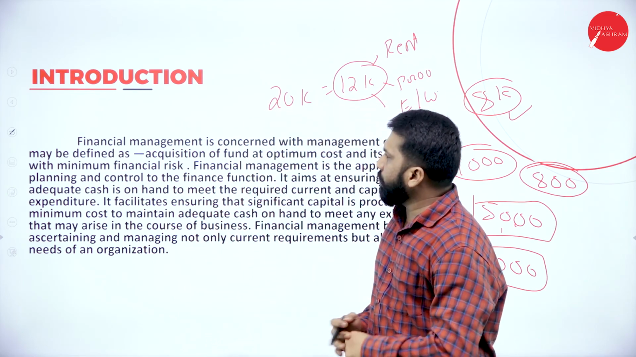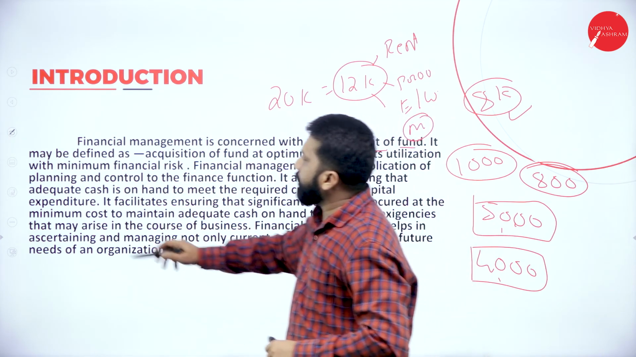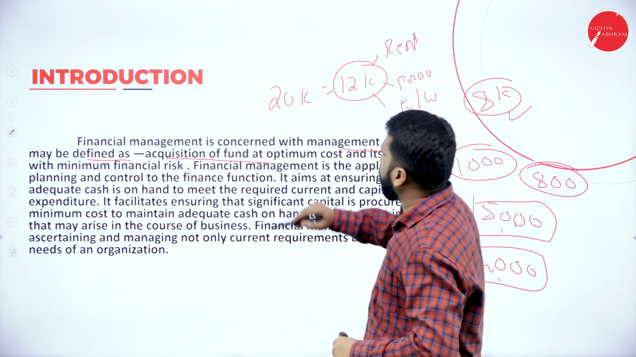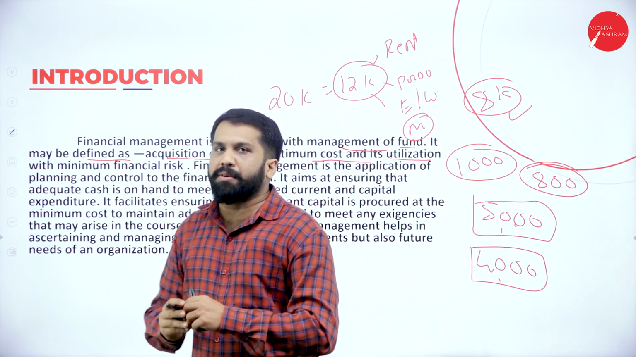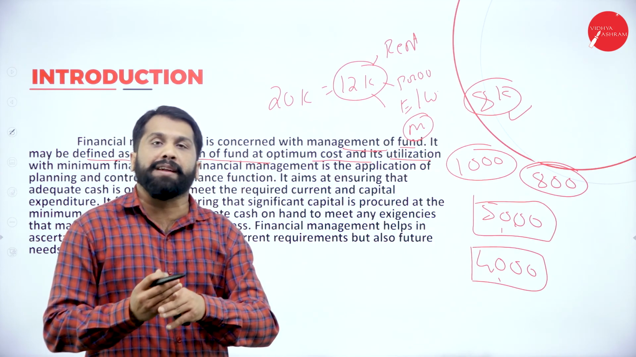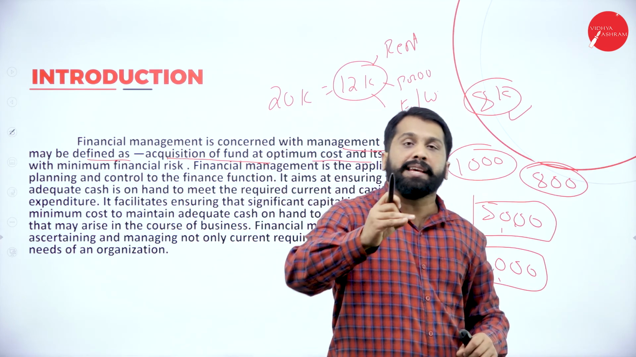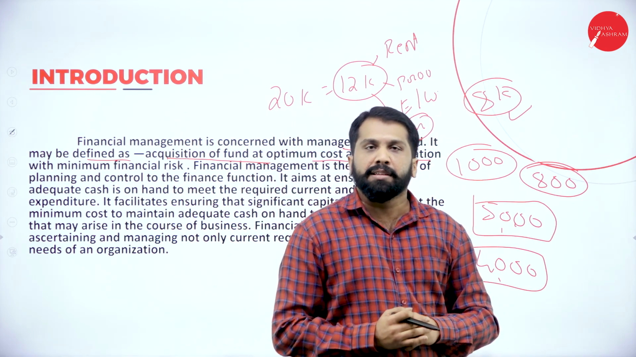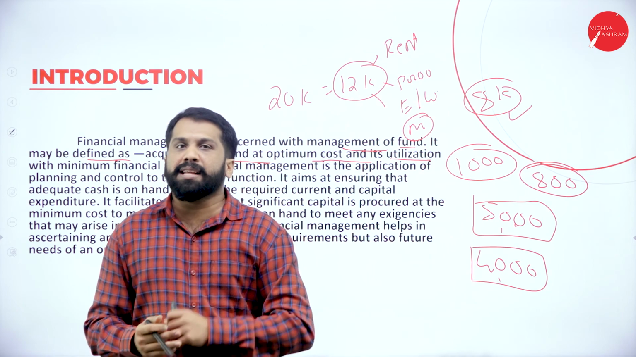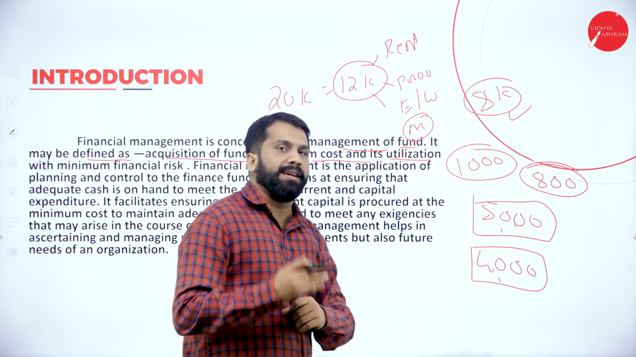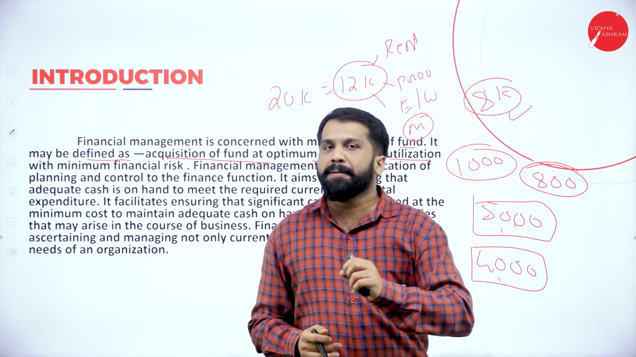Now, we'll go with the meaning. Financial management is concerned with management of funds. It may be defined as acquisition of funds at optimum cost and their utilization. Anything which is available for 5,000, if you are a financial manager, you should check whether the same quality and same quantity can be had for a lesser price anywhere. Usually you get it from your friends for 5,000, but if you go to the outside market, the same thing is available for 3,000, then you will go for 3,000 and you will save that 2,000. This is called financial management.